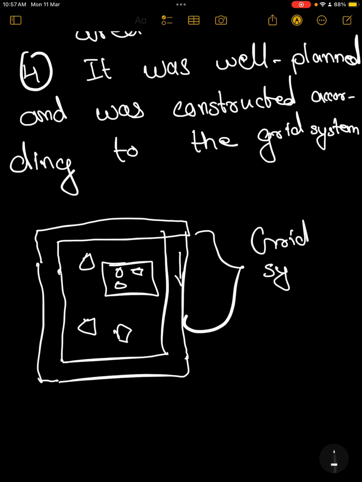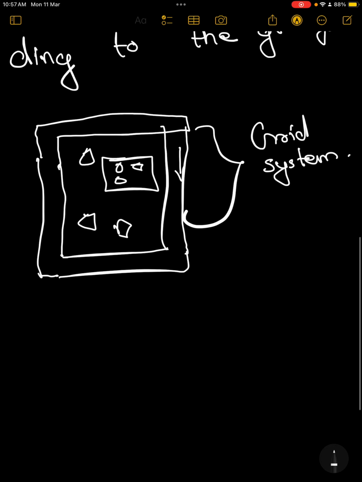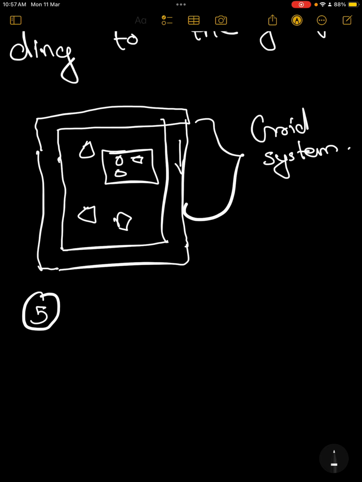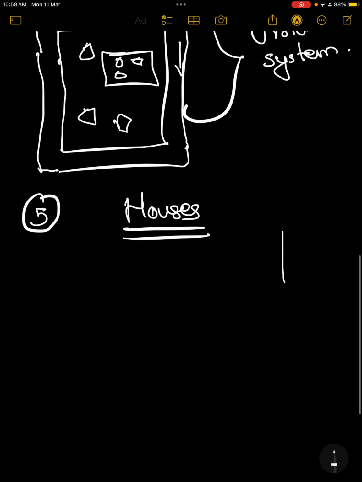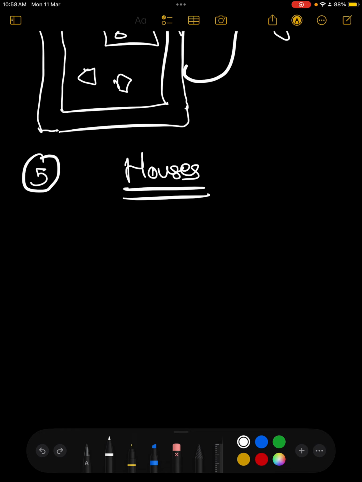So you need to understand that this civilization existed 2000 years ago, or maybe more than that, and they still had a well-planned city system. You need to understand this. And the fifth part is about their houses. Let's focus on their houses. How were the houses of each person constructed? Now this is the most important part. This is one of the unique things about the common people.